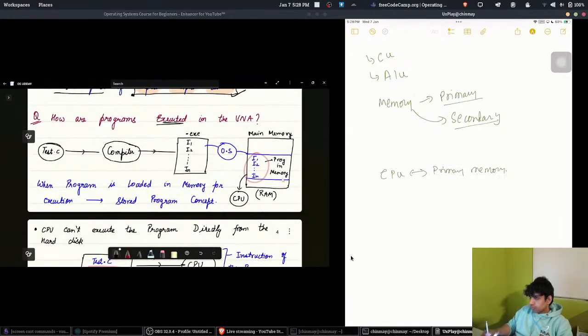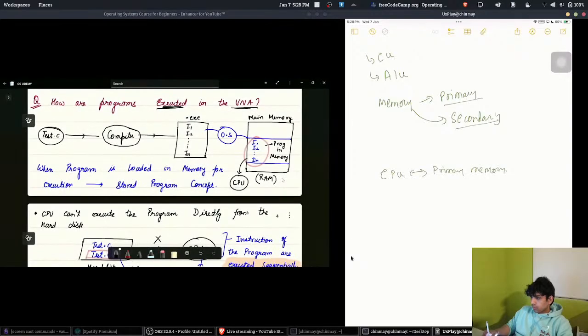How are programs executed in the von Neumann architecture? This is the most important part of von Neumann architecture. You must pay a little more focus here. Okay, so let's take an example. We started with the file test.c. This is a C file, as we are seeing the extension .c.